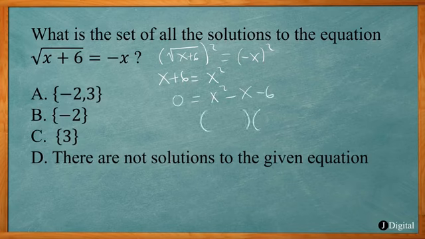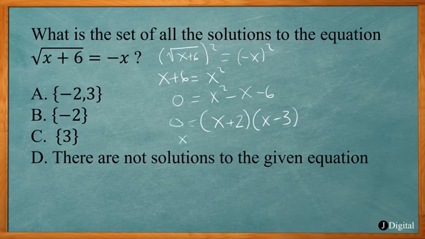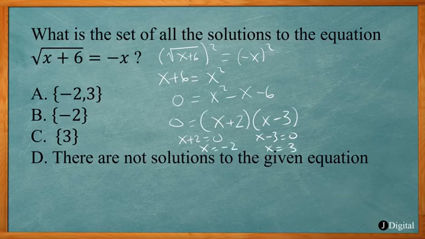And then factor it. Gives me x. It's going to be 3 and 2 to give me 6. Need to add to negative 1, so negative 3 plus 2. So again, set these equal to 0. We got x equals negative 2, x equals 3.